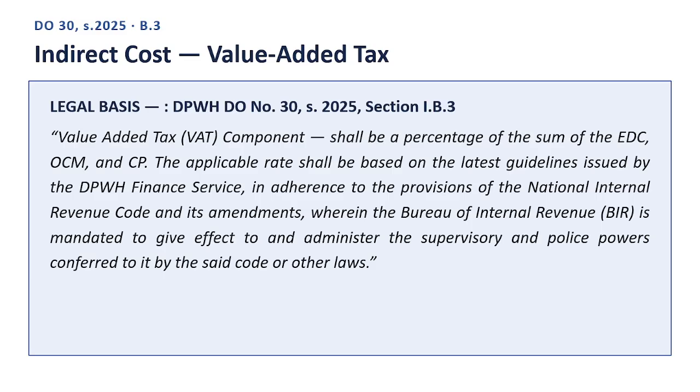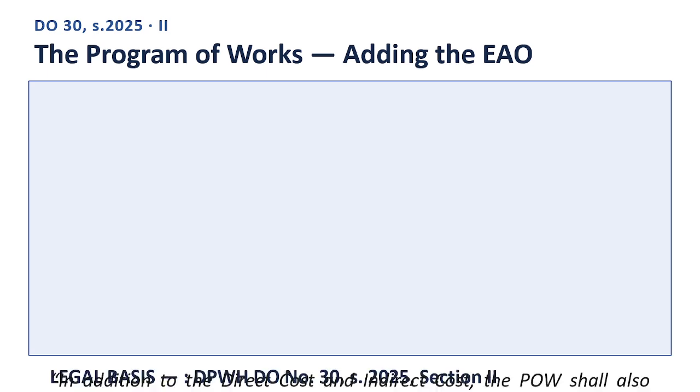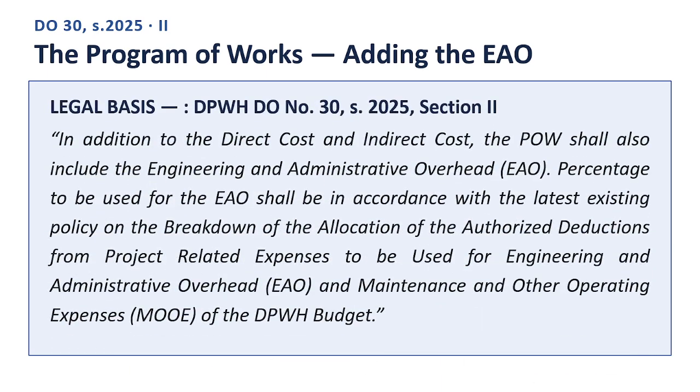End quote. Notice that value-added tax is computed last, as a percentage of the sum of the direct cost, the overhead, contingencies and miscellaneous expenses, and the contractor's profit combined, not as a percentage of the direct cost alone. Applying it too early in the computation will understate the total. Next slide. The Program of Works, adding the EAO.